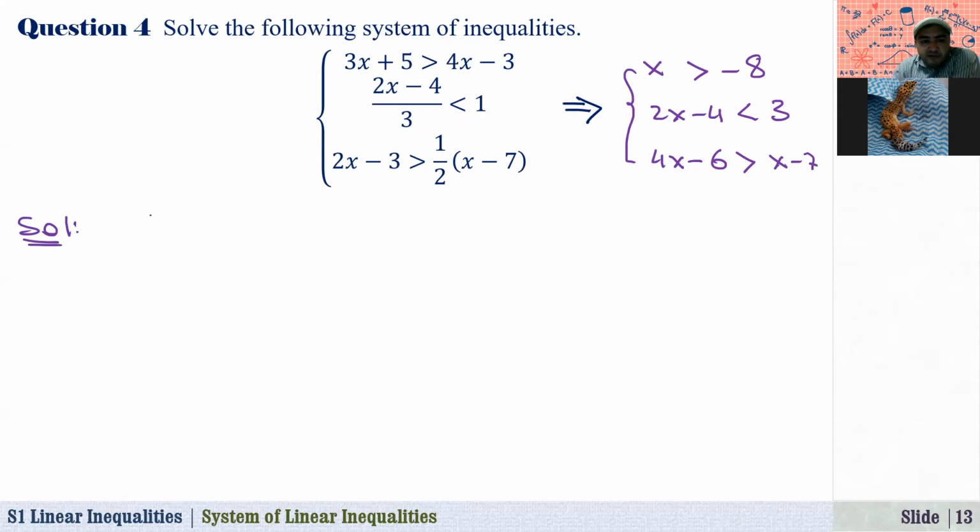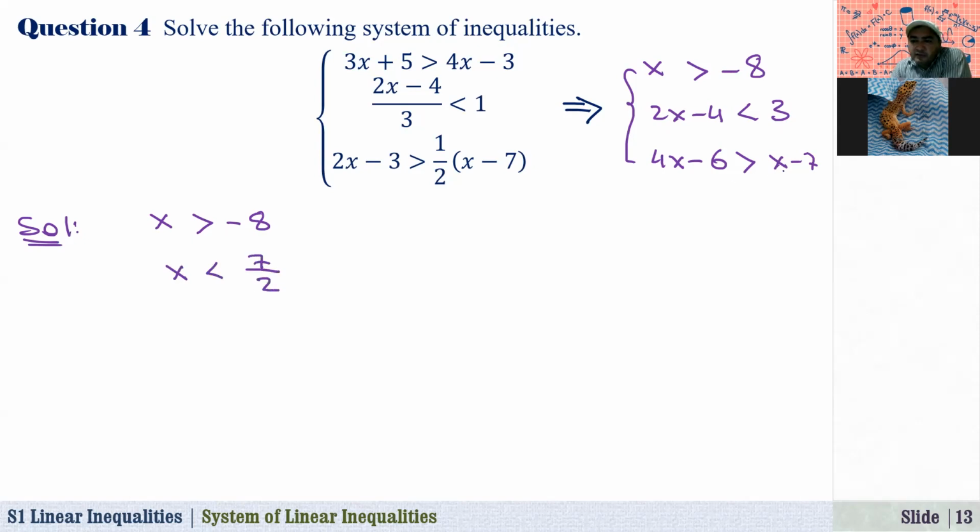Now the first one, we have nothing to do. It's already in the simplest form: x is greater than negative 8. The second one, take negative 4 to the right-hand side. 3 plus 4 is 7. And divide both sides by 2. So x will be less than 7 over 2.